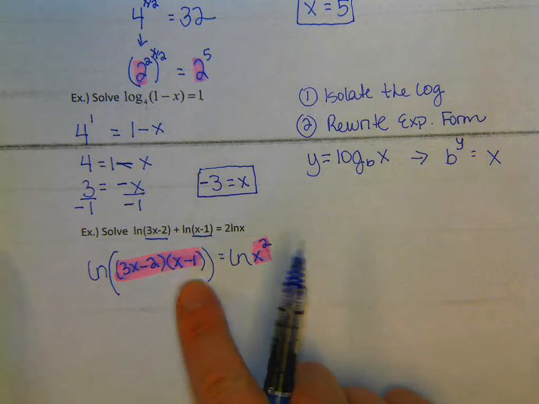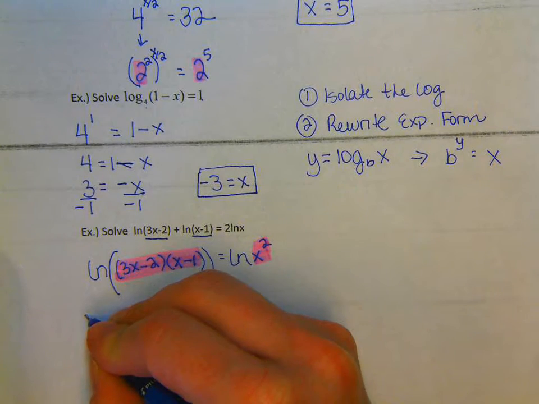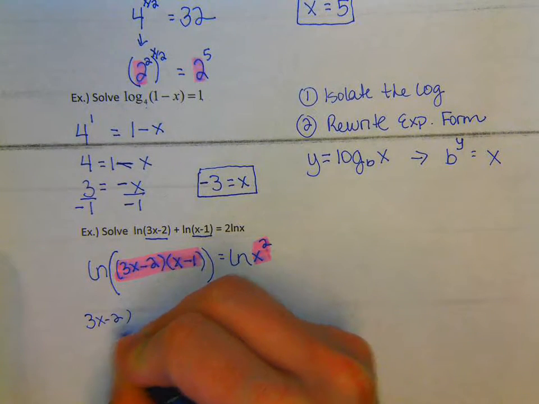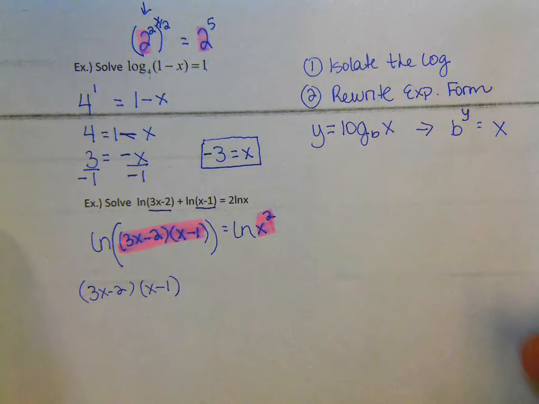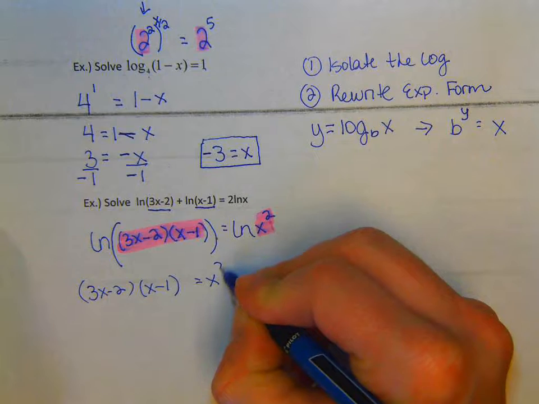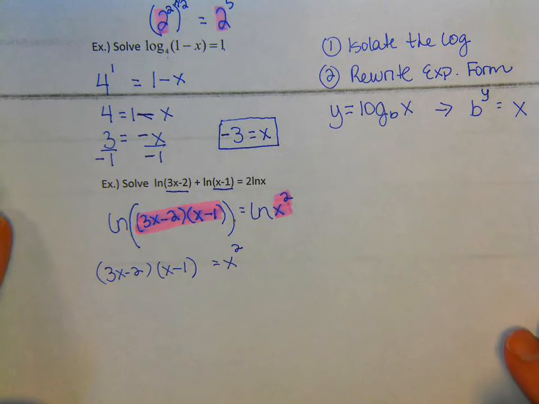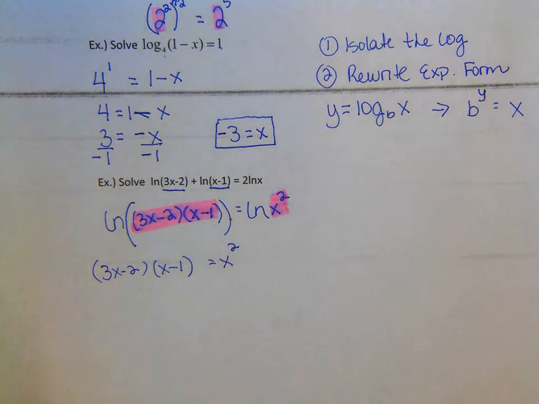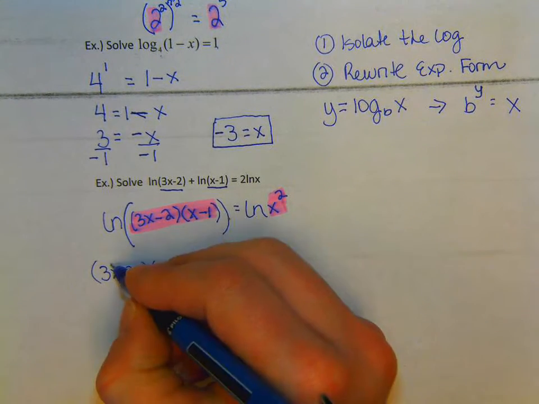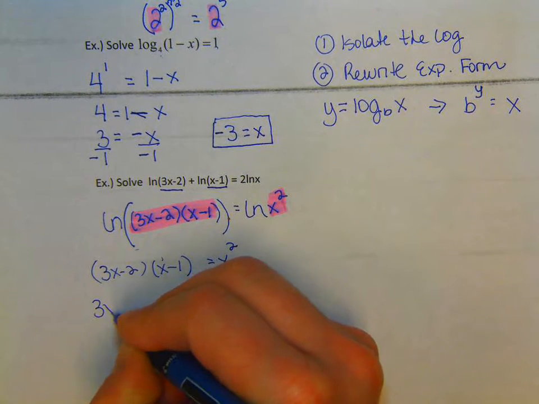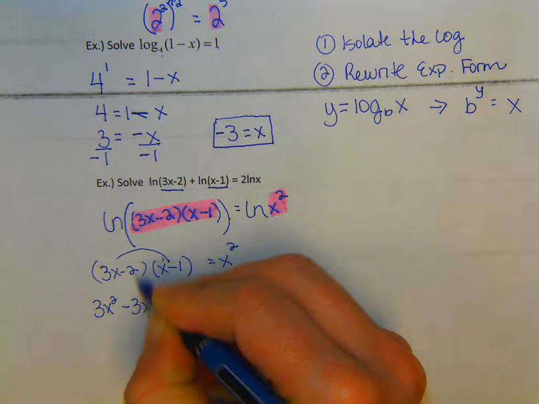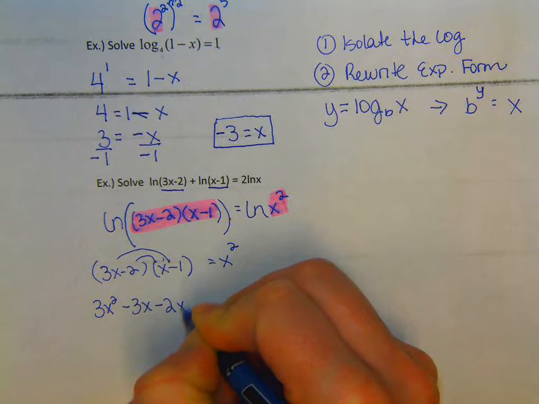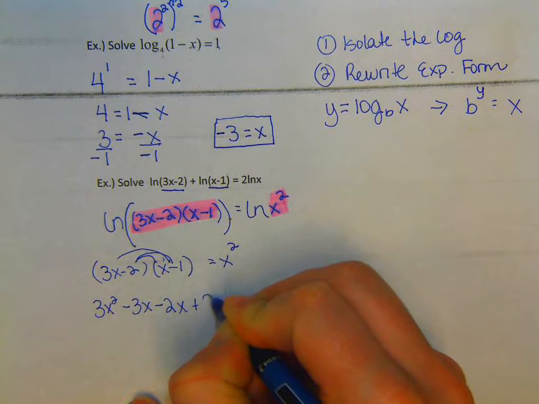So what we have then is 3x minus 2 times x minus 1 equals x squared. So I multiply that out to give me 3x squared minus 3x minus 2x plus 2 equals x squared.